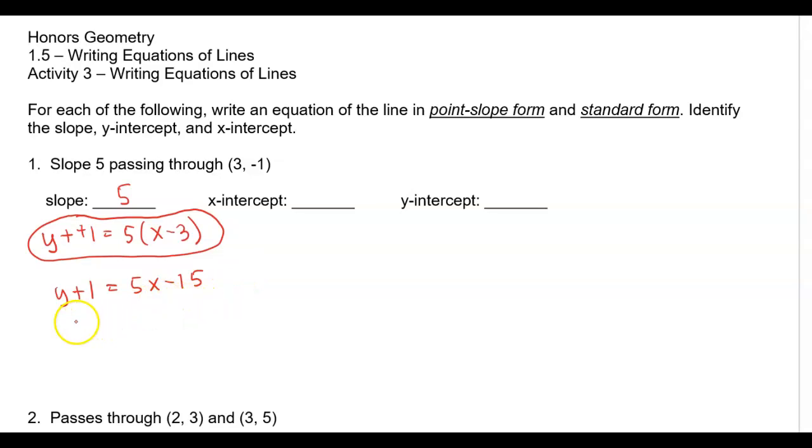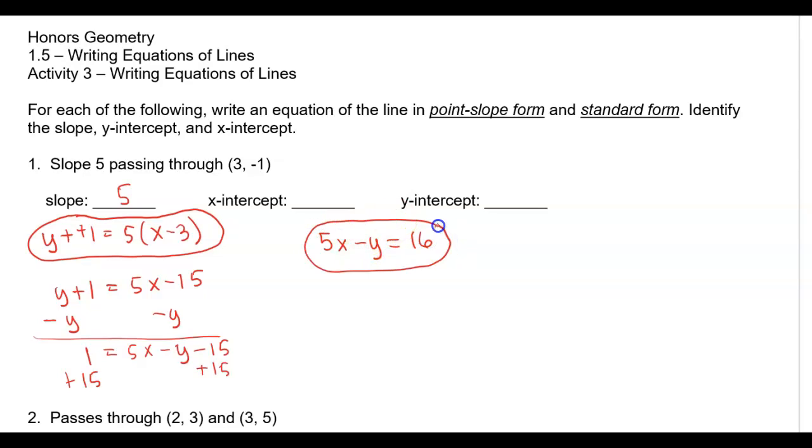So this is what's going to happen. I'm going to subtract y from both sides, then I'm going to add 15. So I end up with 5x minus y on one side and 16 on the other. That's the standard form of the equation of the line.